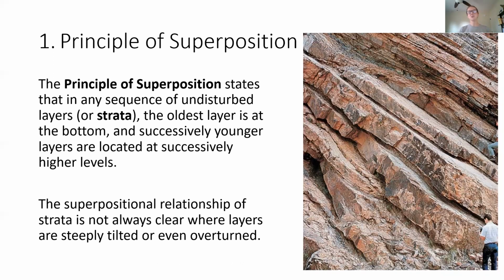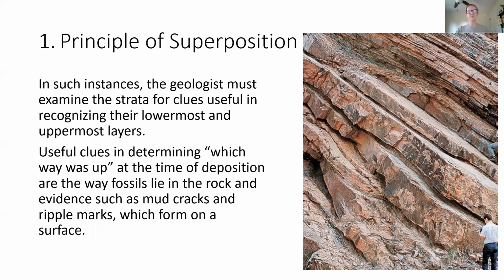However, if these strata, if the rock layers have been folded, tilted, overturned, it can be a little bit more difficult to figure out, well, what's the top and what's the bottom? In these instances, a geologist has to examine these layers, these strata, for clues to figure out which one's the oldest, which one's the youngest, which one's the bottom, which one's the top, right? If there's fossils in these strata, this is even better because we can tell just by the orientation of the fossil often what's the bottom, what's the top. Okay? So these clues are helpful in determining which way is up.